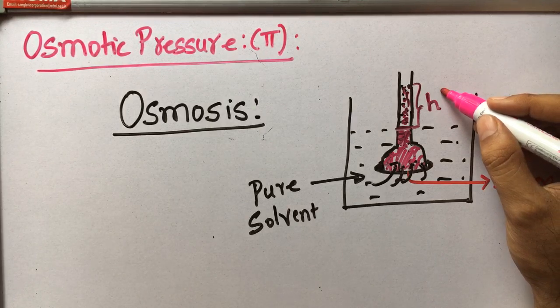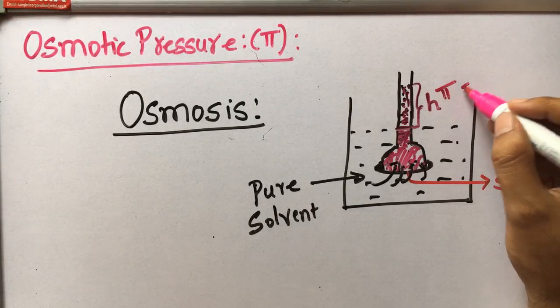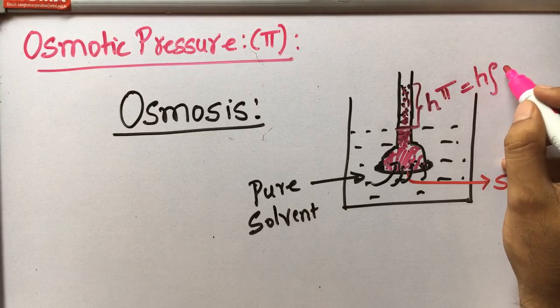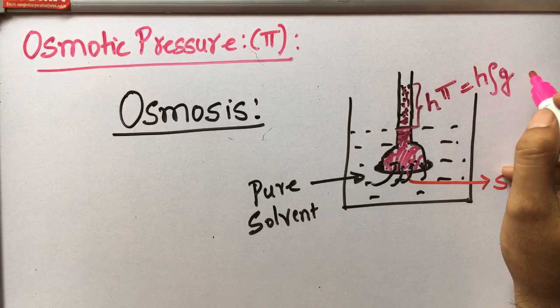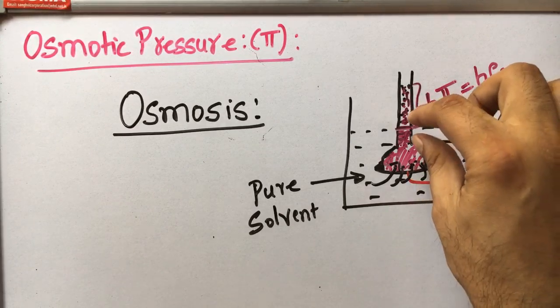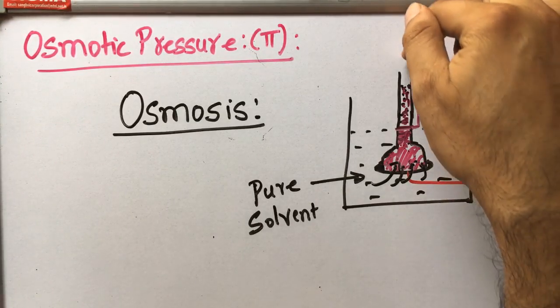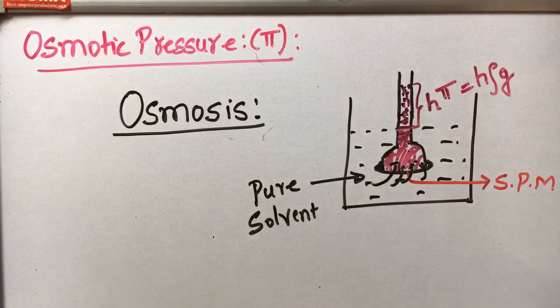the height of a liquid column is nothing but equal to pressure, so we call this pi, and this pi should be equal to h rho g, where rho is the density, h is the height, and g is the acceleration due to gravity. Whatever height has been attained, that is the extra pressure that has been applied on this solution so that the liquid has been raised, and we call this extra pressure the osmotic pressure. If I apply an extra pressure from above, then this process of osmosis would not happen.